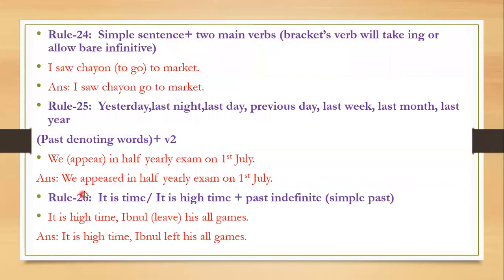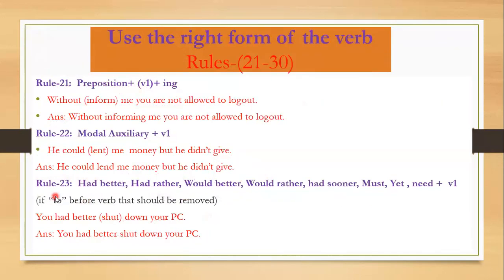Rule number 23, boys. If you get had better, had rather, would rather, had sooner, must, let, need in the sentence, then of course the verb of the bracket should be written in present form, that means V1. If you get to before the verb, that to also should be removed.